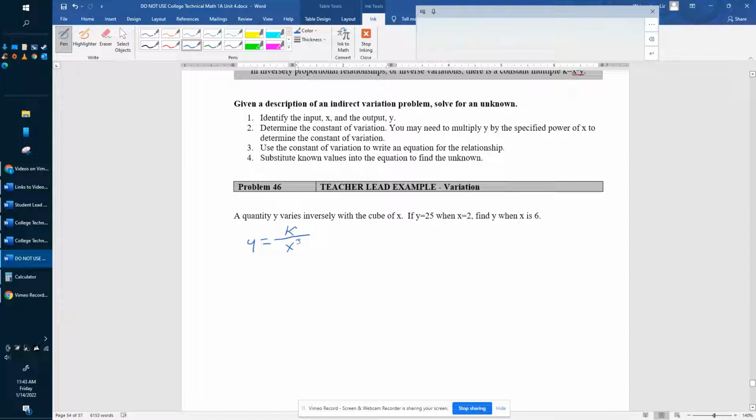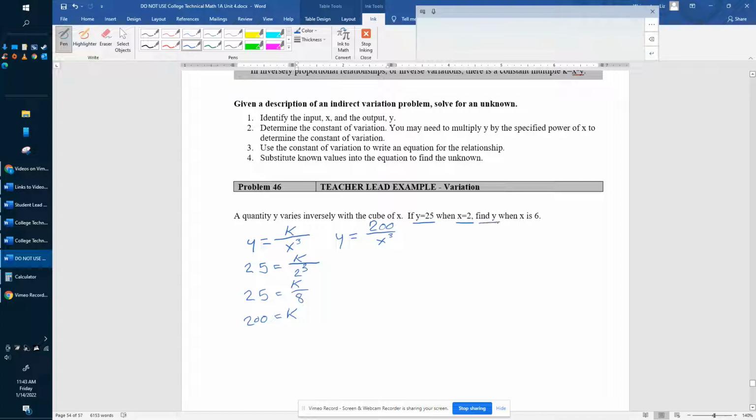So let's find our constant by plugging in these values. y is 25, k over x to the third, so this is 25 equals k over 8, multiply both sides by 8, and we get 200 equals k. Now we can write our official formula, y equals 200 over x to the third.